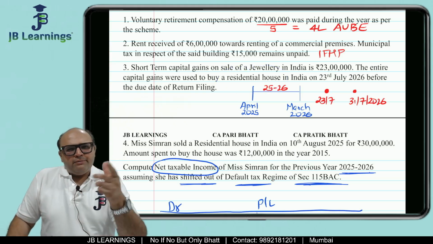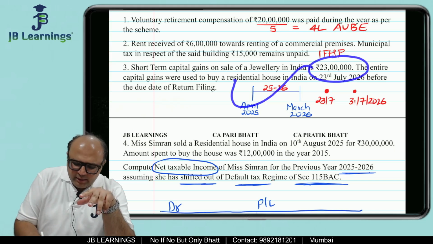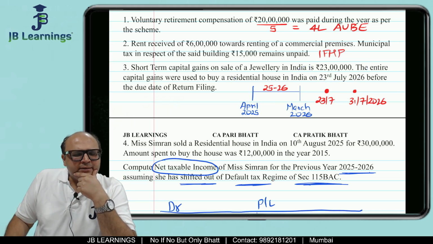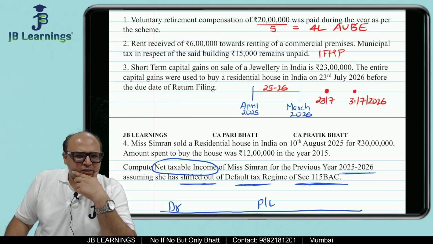Now, friends, short-term capital gain on jewelry. Now you are buying a residential house, you are using the amount to buy a residential house. Will you get any exemptions, friend? 54, 54F, 54EC, 54B, 54D. Do you think any exemptions will be available? The answer is no.